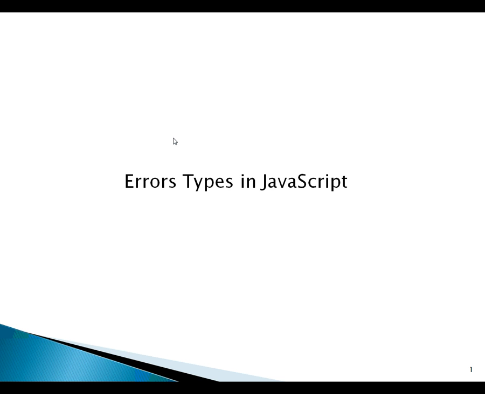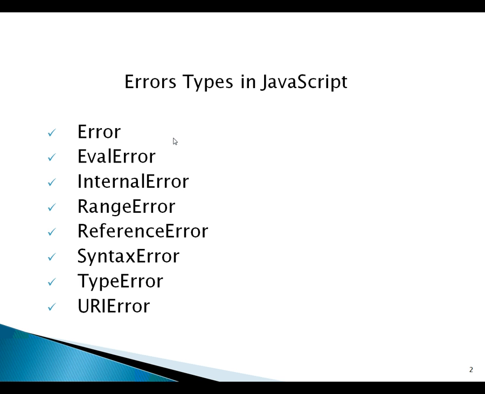work. So let's start. The various error types in JavaScript are error, eval error, internal error, range error, reference error, syntax error, type error, and URI error.